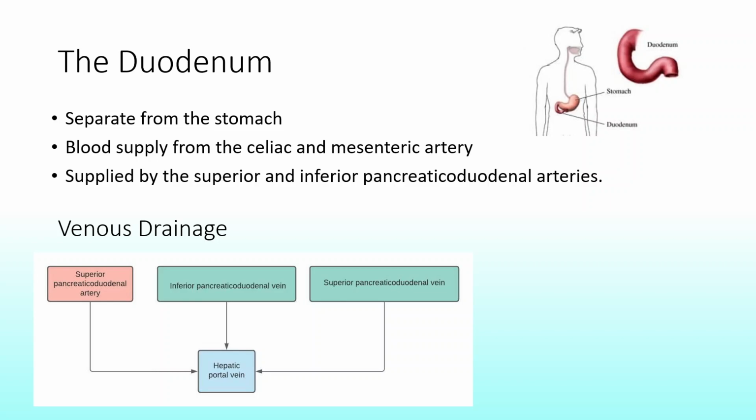For venous drainage, I have created this flowchart which outlines the inferior pancreaticoduodenal vein and the superior pancreaticoduodenal vein, all joining to form the hepatic portal vein.